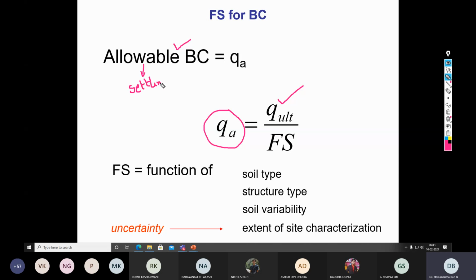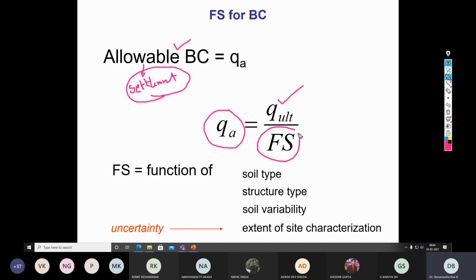Okay. So if I use the allowable value, my settlements are within the permissible limit of say 25 millimeter or 50 millimeter or 75 millimeter. So that's what it is. Q ultimate means it is the ultimate load borne by the soil. Beyond Q ultimate, the soil fails. Allowable means the load at which the settlement achieved is the 25 millimeter, or permissible settlement, within the permissible settlement.